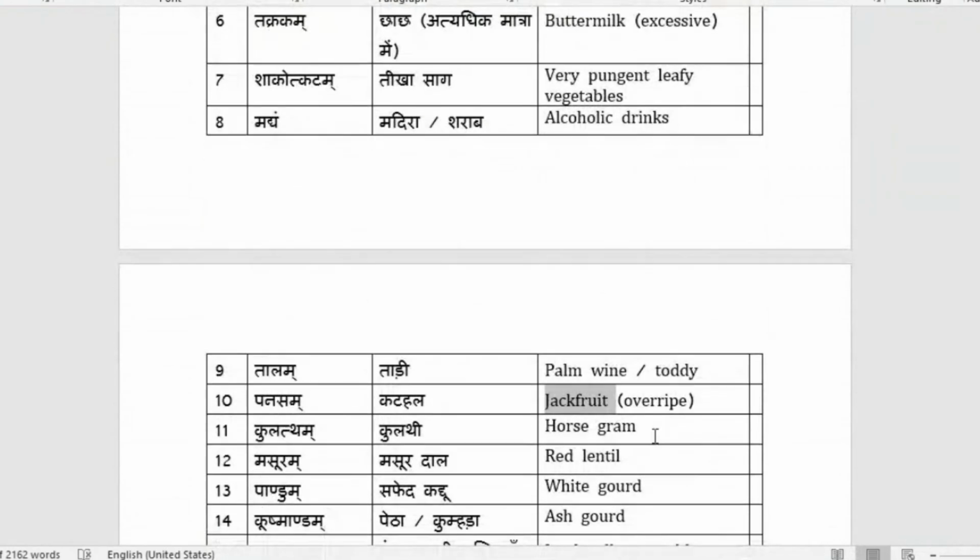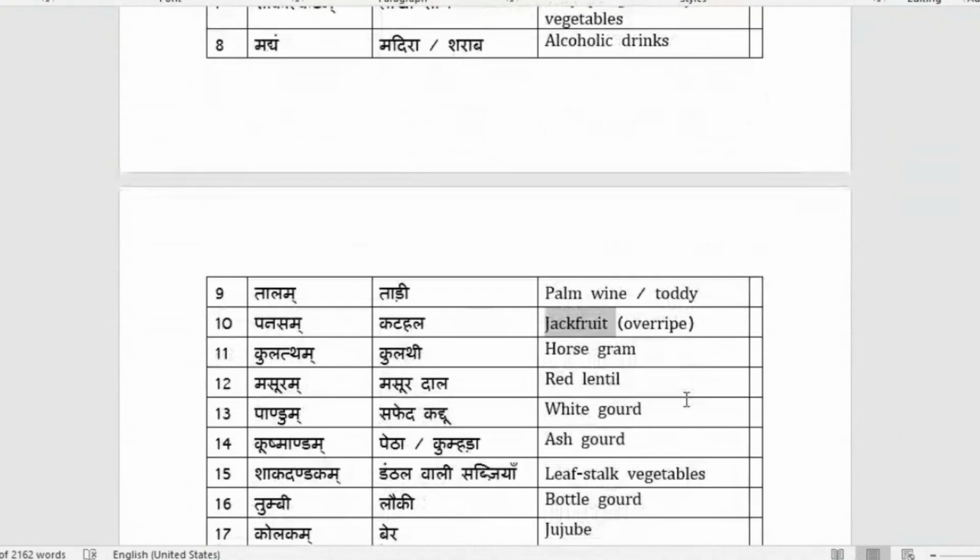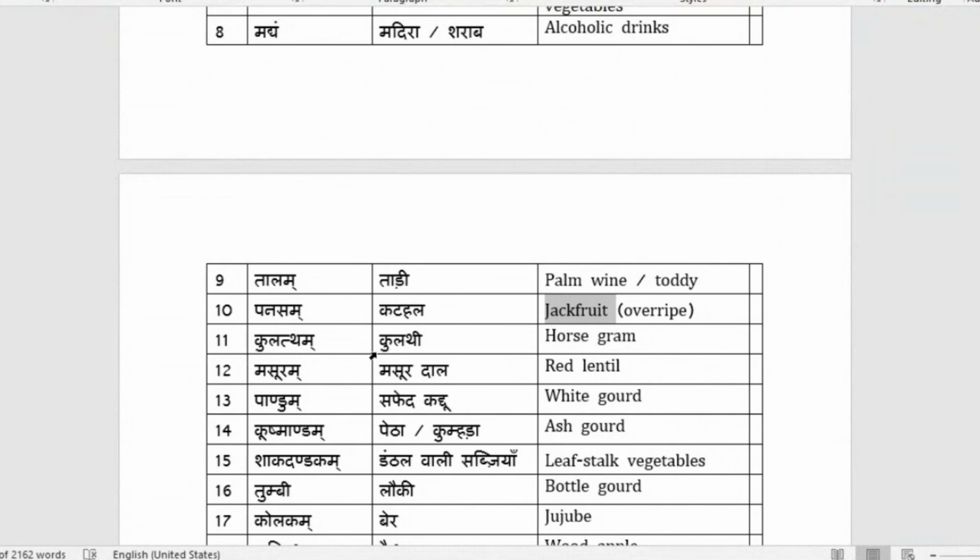So, overripe jackfruit should be avoided. Panasam is the jackfruit that is overripe. That should be avoided. Remember this difference. Kulatham, that is kulath, that is horse gram.